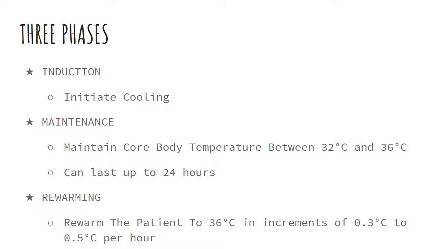So once the patient has been resuscitated, cooled, maintained for 24 hours, then you can go on to the third phase, which is the rewarming phase. In rewarming your patient, you're going to rewarm them slowly to 36 degrees Celsius. You're going to do it in increments of 0.3 to 0.5 degrees Celsius per hour. You don't want to go any faster than this because rewarming them too quickly can cause blood flow to return too quickly. And unfortunately, too rapid of an increase in blood flow from these temperatures can cause further injury to the systemic aspects of your patient. It can cause further neurological injury. It can cause vessel damage.